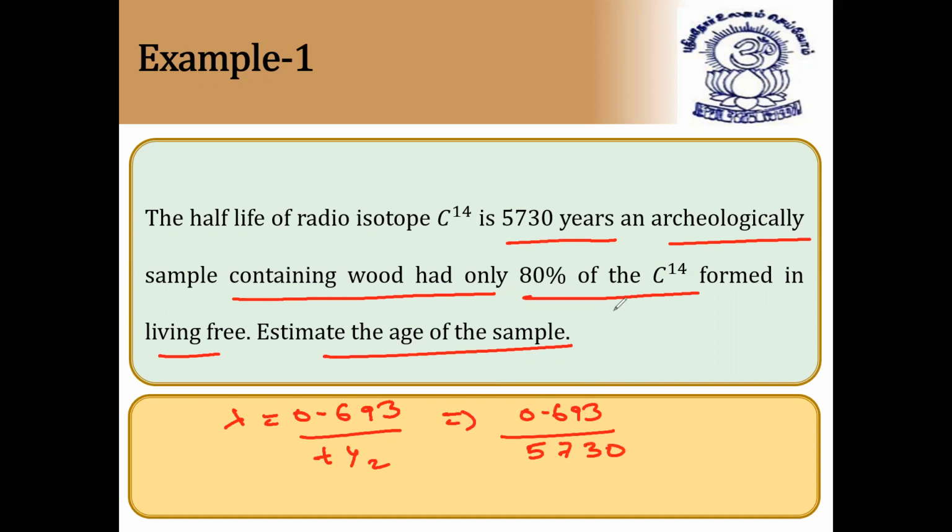After using this formula, they are asking for the time taken, to estimate the age of the sample. That is, age is equal to 2.303 by lambda into log of N naught by Nt, that is 100 by 80, since 80% of the sample is left. Take it as 100% sample and 100 by 80. After solving this, you'll get t.